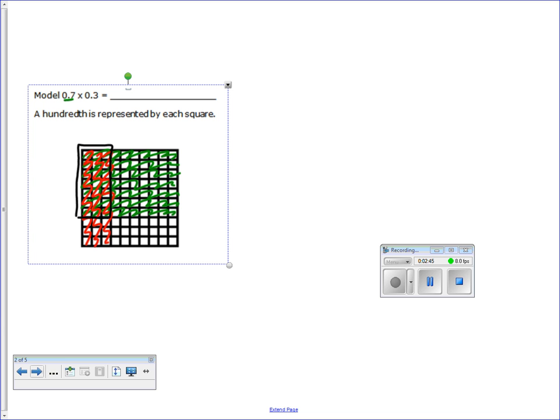So we'll count each square. And then remembering that 100th is represented by each square, what that means, when I'm thinking about place value, is my answer is going to end in the 100th place. So I'm just going to count 1, 2, 3, 4, 5, 6, 7, 8, 9, 10, 11, 12, 13, 14, 15, 16, 17, 18, 19, 20, 21. So 7/10 times 3/10 is 21 hundredths.